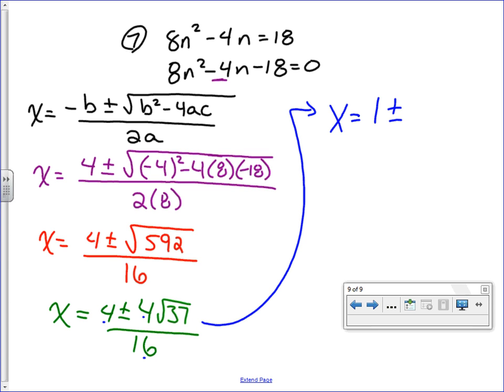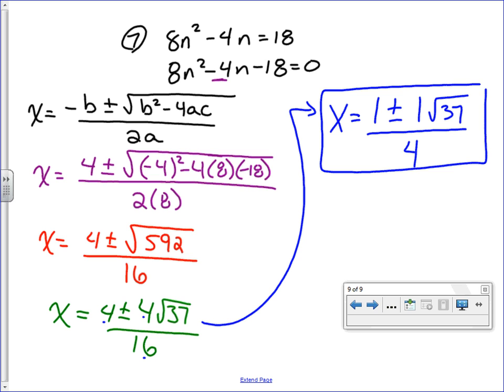How many times will 4 go into that 4? Once. So let's replace that with a 1 as well. And the denominator, 16. How many times will 4 go into 16? 4 times. So all I've done is basically divided everything by 4 so that I could reduce or simplify this. At this point, there's no more simplifying I can do. So there it is. This is what I'm calling my answer.